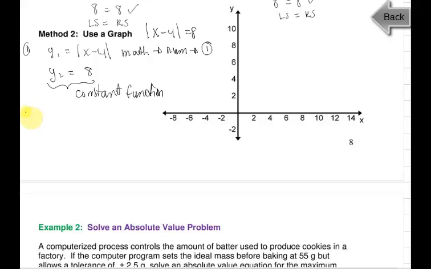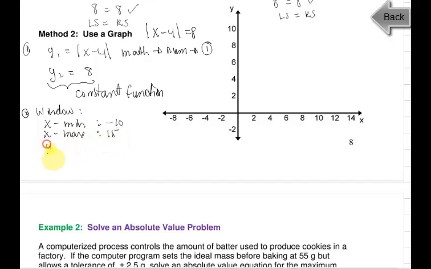Your window settings, for your x, just do x min is negative 10. X max is 15. I picked 15 because one of our answers for x was 12, so we want to make sure that we can see that.